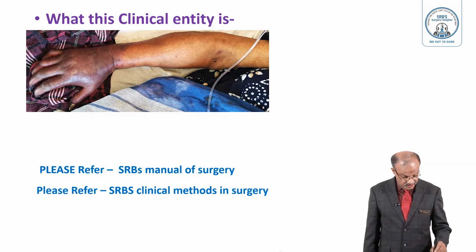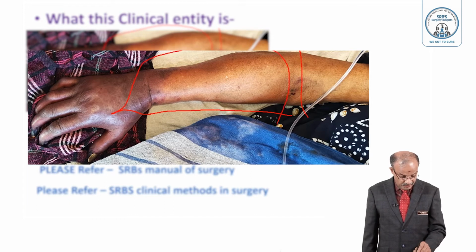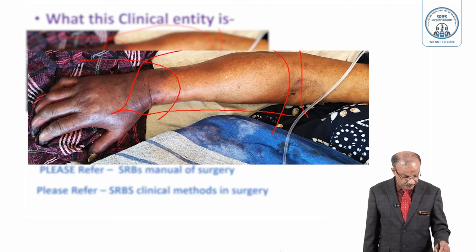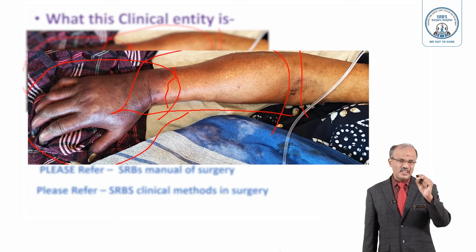So look at that. You can see the upper limb here. You can see the elbow joint here. You can see, this is the forearm. You can see the black area here. See that? Everything is black, up to here it is black. And see that there is no clear demarcation.